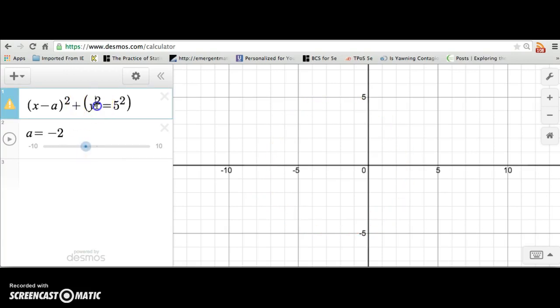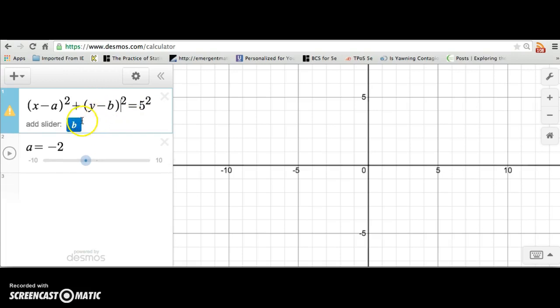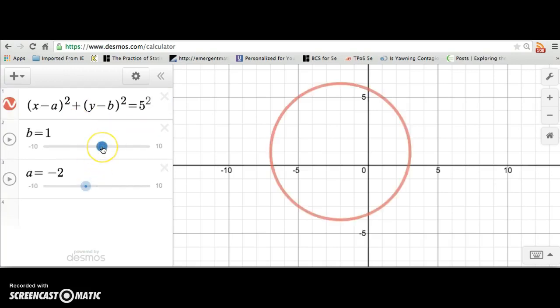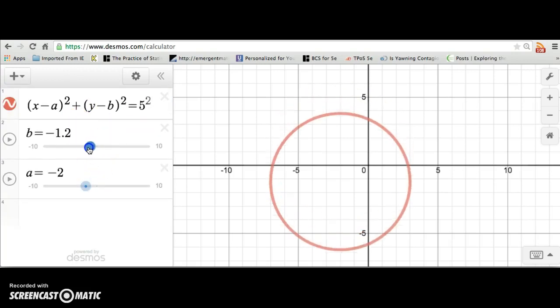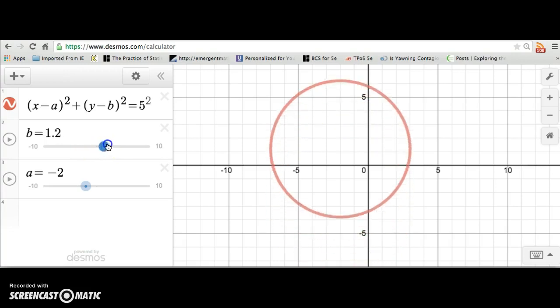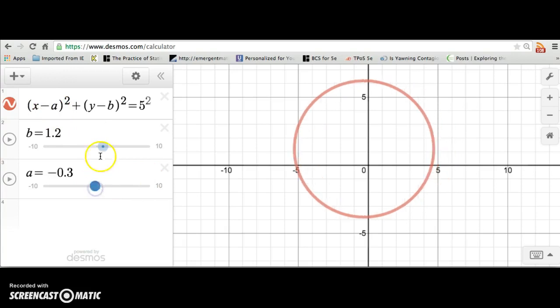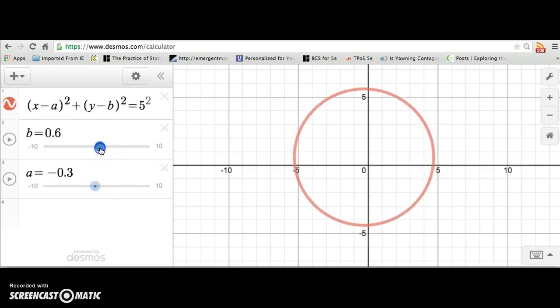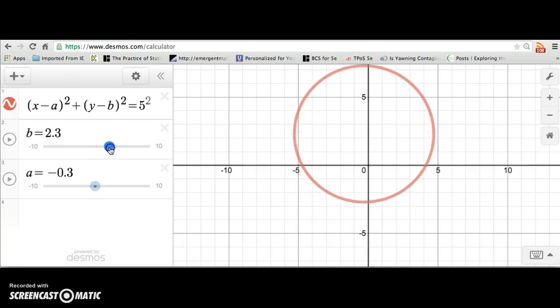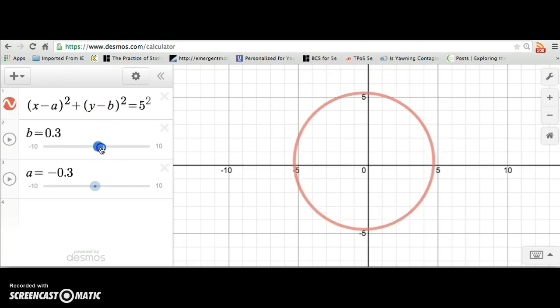Let's see what happens if we change the y-coordinate a little bit. So it looks like the b value moves it up and down, and the a value moves it left and right. Well, the a value is with the x, and the x impacts where we are horizontally. The b value is with the y, and the y impacts where we are vertically.